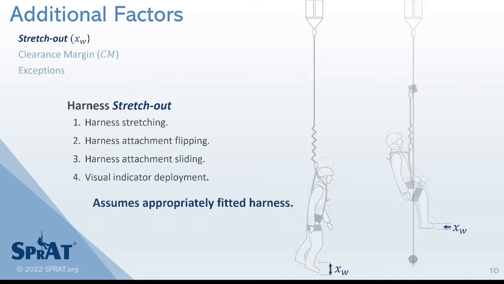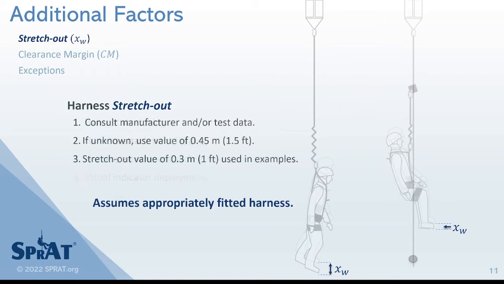Additional stretch out will occur from a harness not being fitted to the individual. Clearance examples in Spratt's clearance requirement guidelines assume an appropriately fitted harness. To determine harness stretch out, consult manufacturer and/or testing data. If this value is unknown, use 0.45 meters. A stretch out value of 0.3 meters is used in examples in Spratt's clearance requirement guidelines.